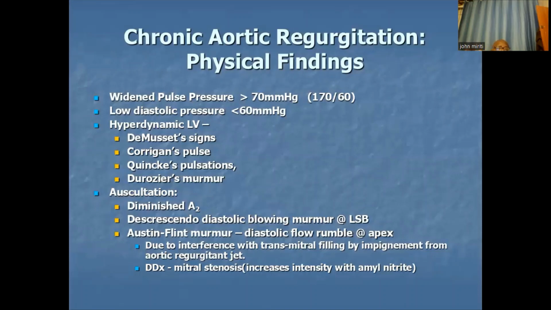So the Austin Flint murmur is heard at the apex and is due to interference with the mitral valve filling by the jet from the aortic regurgitation. So the differential diagnosis of chronic aortic regurgitation is mitral stenosis, with increased intensity after amyl nitrate.